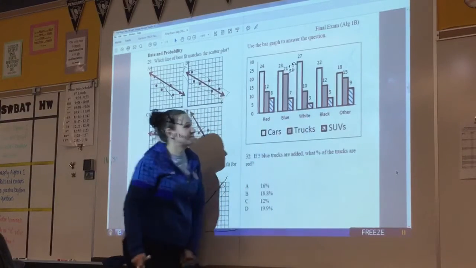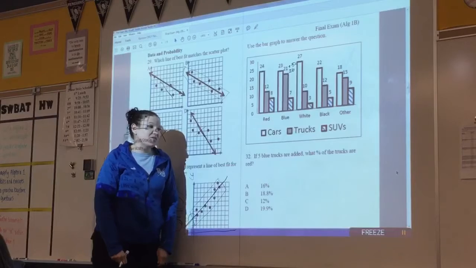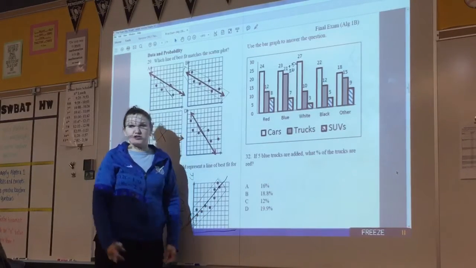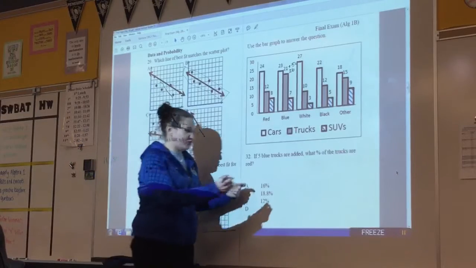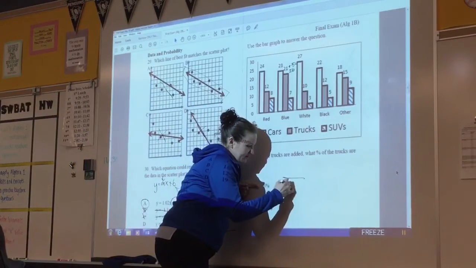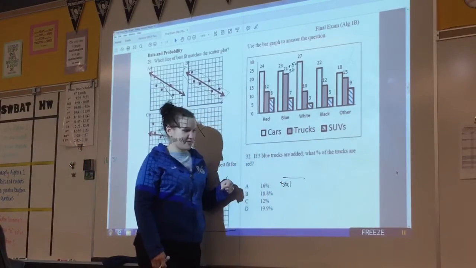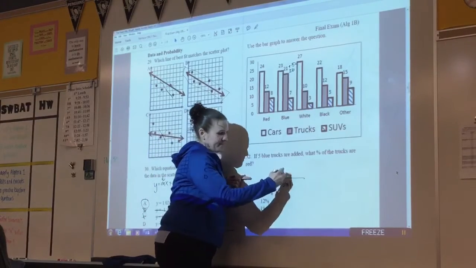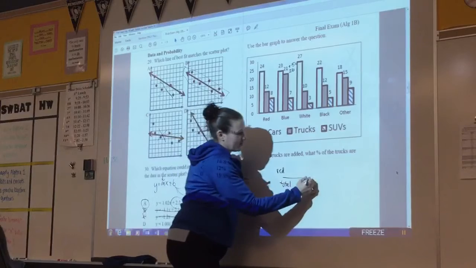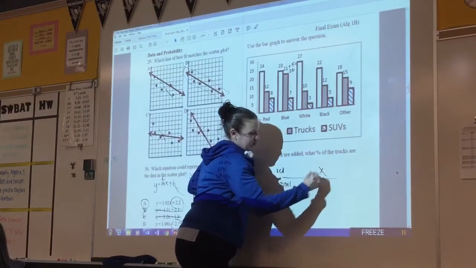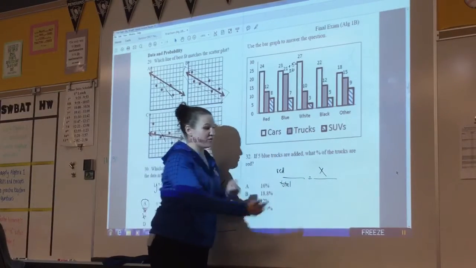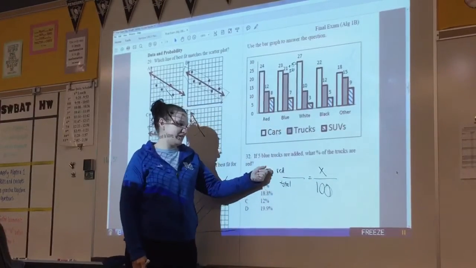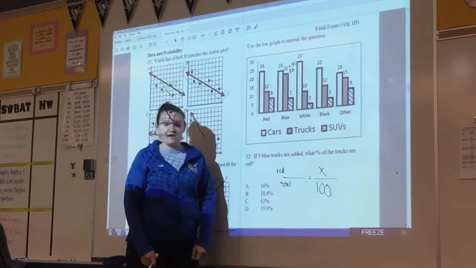26. Now they want to know what percent of the trucks are red. Well, how many trucks are there altogether? We're going to put the total trucks on the bottom, and the number that are red are going to be on top. Then we're going to have our percent. It's going to be your x. We're going to find out that percent over 100. So what percent are red of the total?